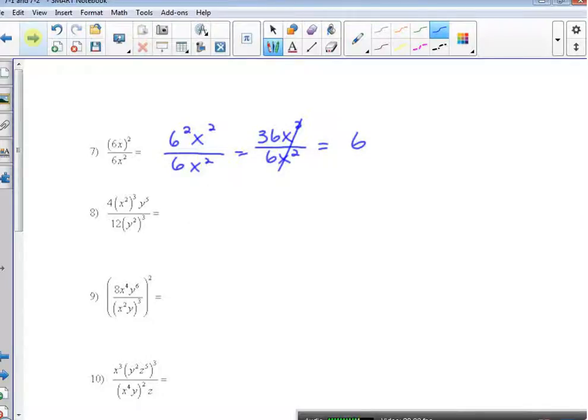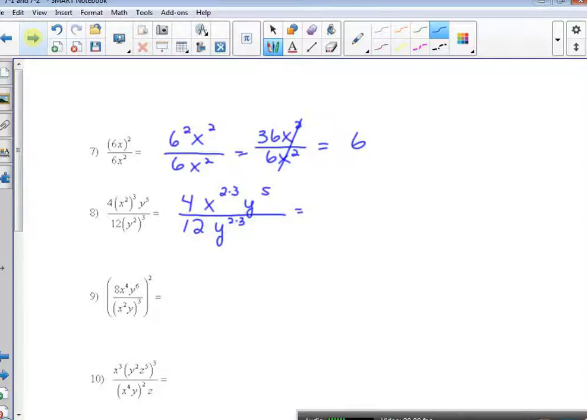For number 8, the 4 does not have an exponent, so it's just left alone. Then we have x to the 2 times 3, which is x to the 6th. And y to the 5th, getting rid of those parentheses, and then 12 y to the 2 times 3.